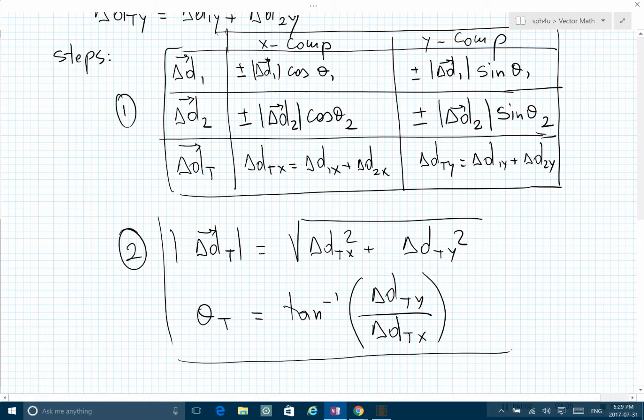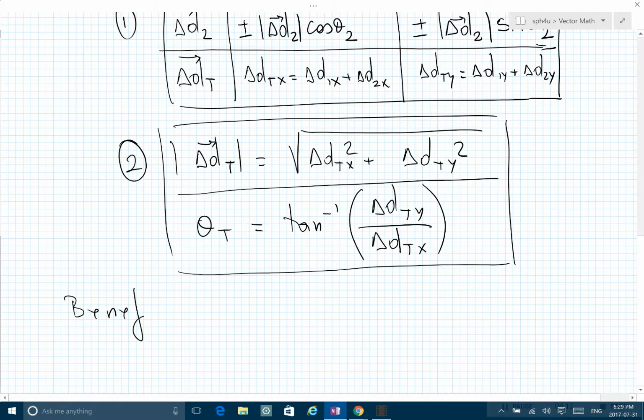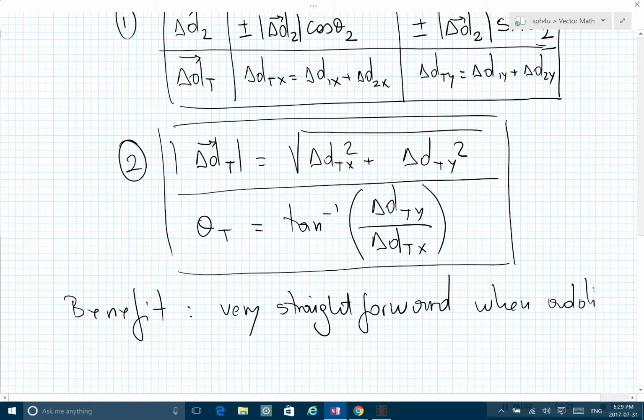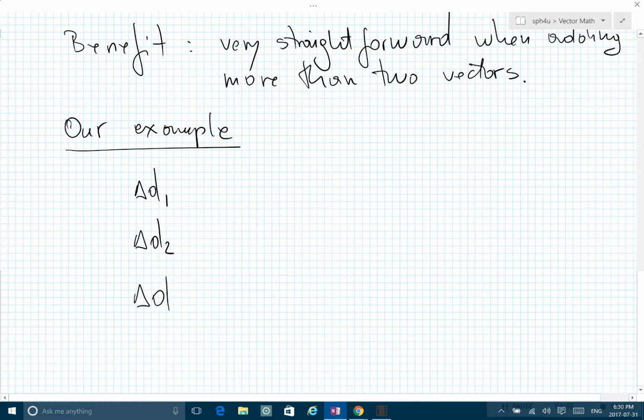All right, so this is how we use the component method, and the benefit of it is it is very straightforward, especially when adding or subtracting more than two vectors, as you probably have already appreciated in grade 11. So let's do our example here. So we continue with our example. We have delta d1, delta d2, and delta dt. These are the vectors.